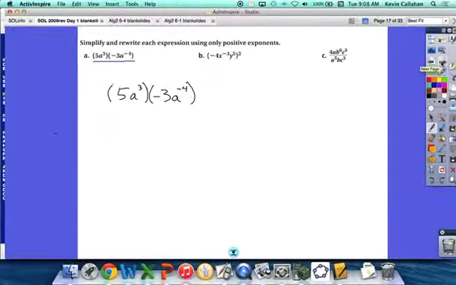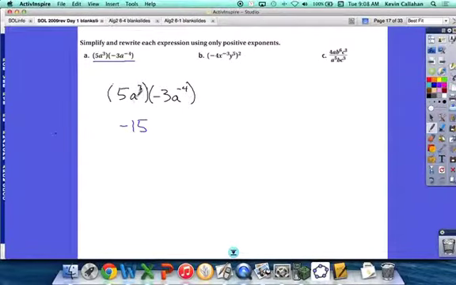Right. And the reason that we need to do these first. Just some practice doing this. There's like 3 problems in the homework where you're going to be doing a similar kind of thing. Okay, so if I'm going to multiply these together, the 5 times negative 3 is negative 15.